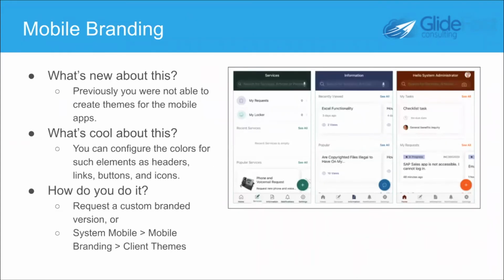Okay, mobile branding. This is obviously cool because now you can make the mobile app reflect the colors of your organization. You're really just able to modify things like the headers, links, buttons, icons, your typical theme elements. Previously you couldn't, so now you can.